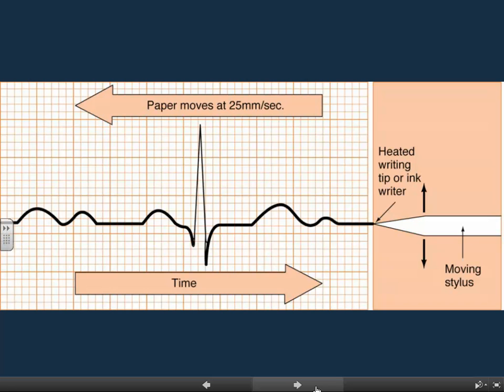Your paper. One small box equals what? One large box with 5 in it equals what? 0.20. The horizontal axis indicates what? The isoelectric line, when we're looking at graph paper, indicates time. It's a chronological recording. And then the vertical axis indicates what? Millivolts, amperage, the strength of the conduction. Make sense?